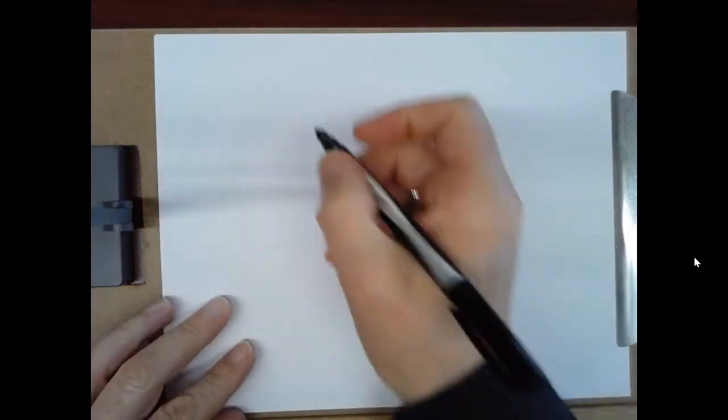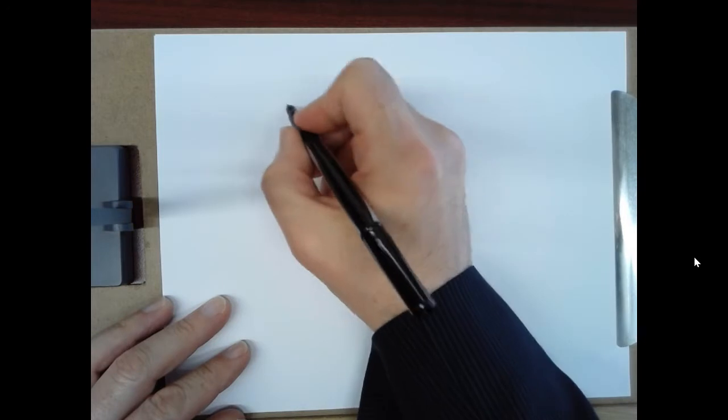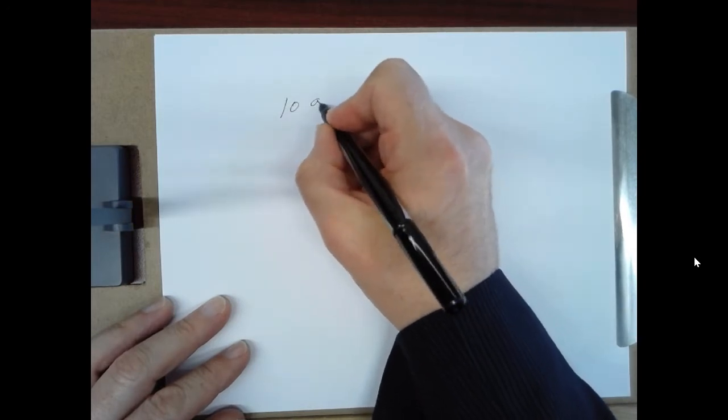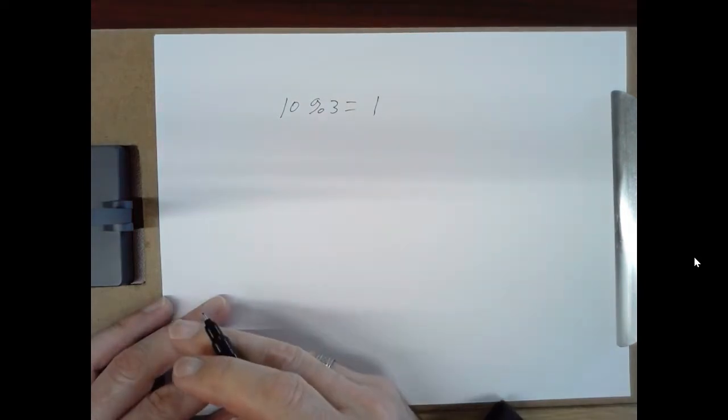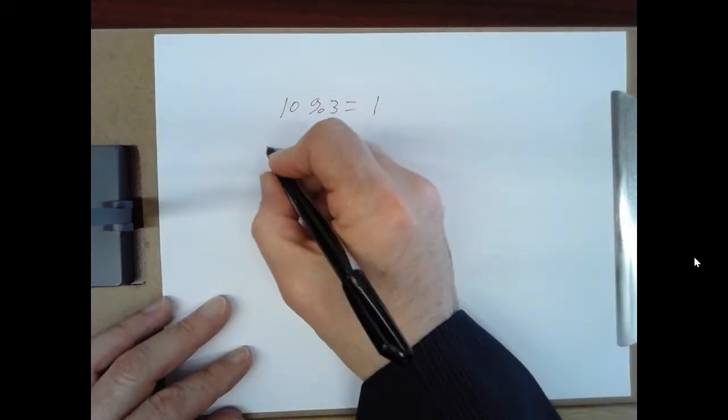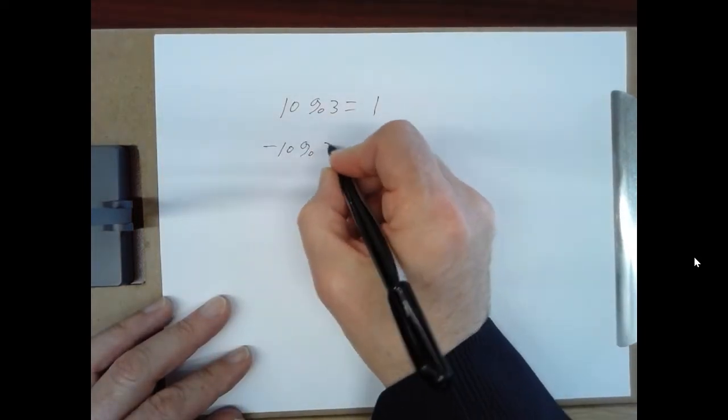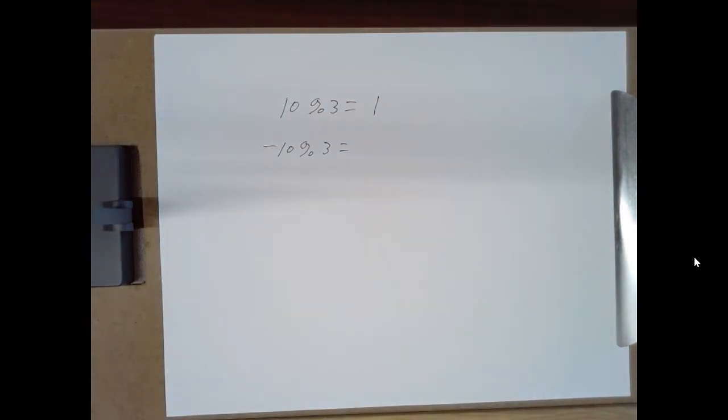So if we talk about 10 modulo 3, the remainder there is 1. If we were to talk about negative 10 modulo 3, that gets a little weirder. But it's the exact same definition. We may have to think about it a little harder, though.